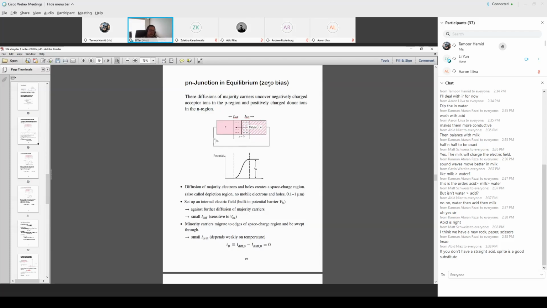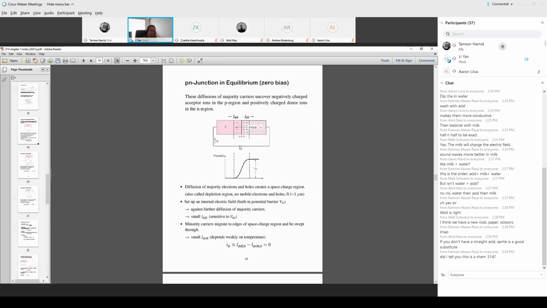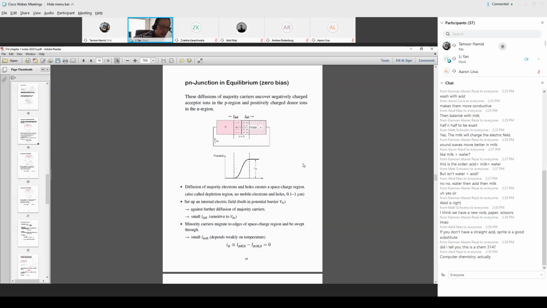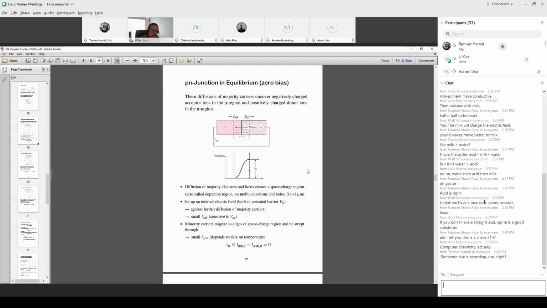And under zero bias, when there's no external battery or power supply put into this wire, the drift current and diffusion current cancel exactly, resulting in zero external current. So under zero bias, you don't see any external current in this PN junction. That's what we discussed last class. Any questions? If no questions, let's say this is our baseline under zero bias.